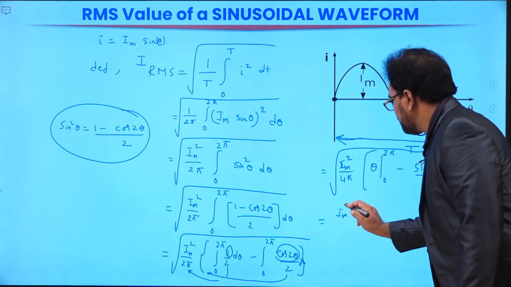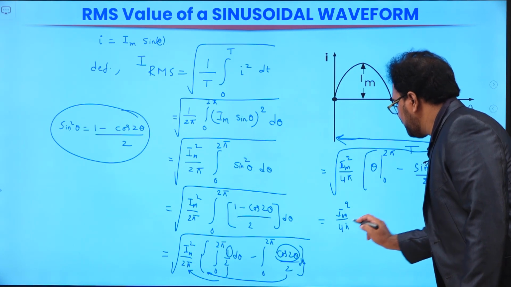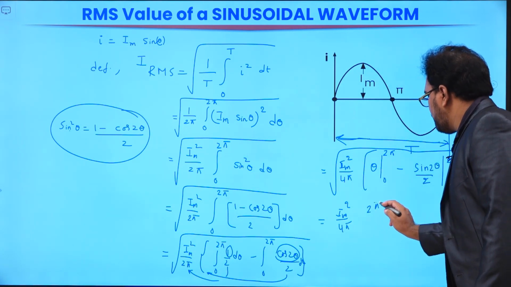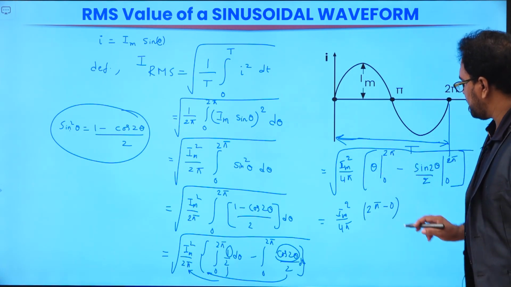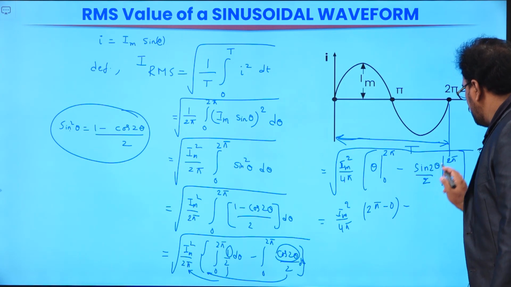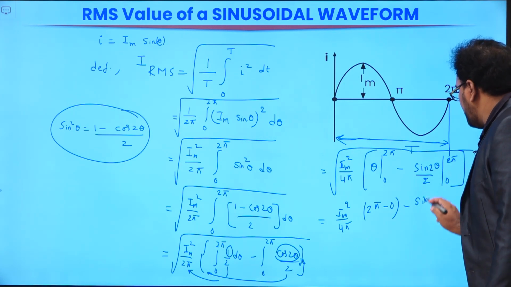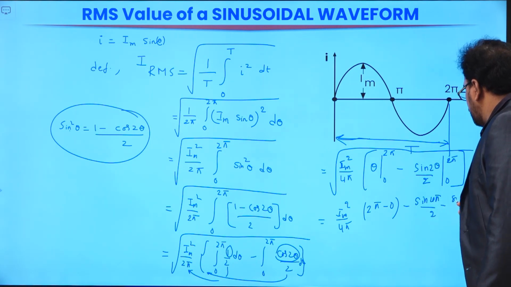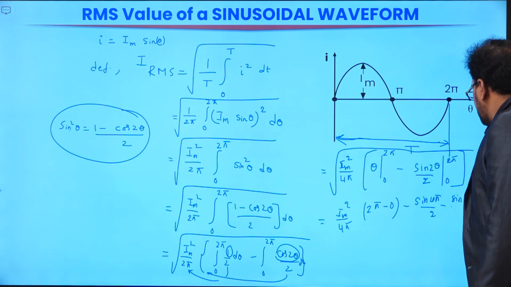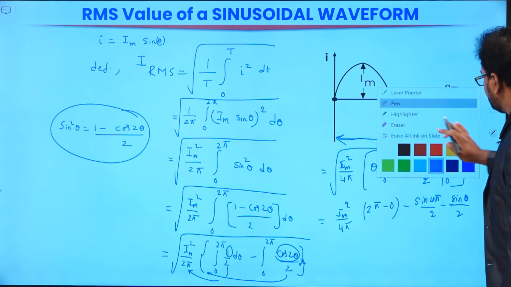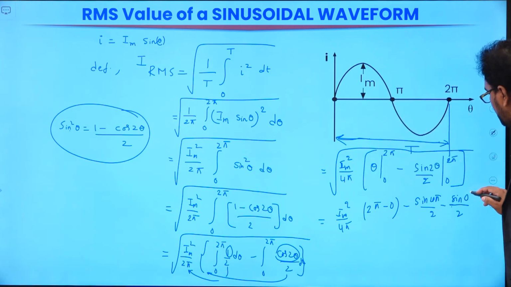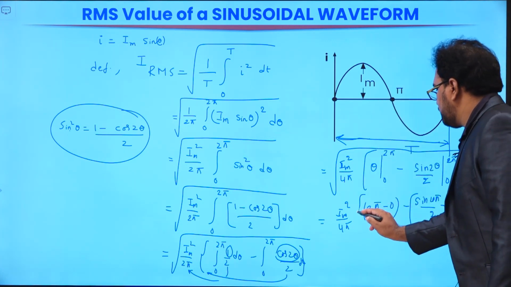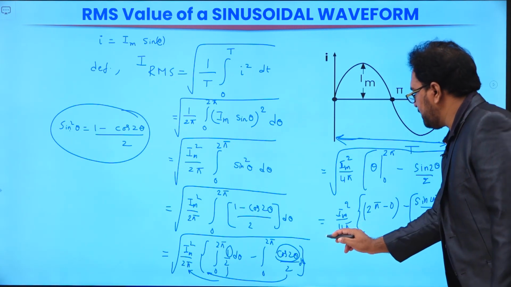Im square divided by 4 pi. If you substitute the limits here, the first limit is 2 pi, the second limit is 0. So 2 pi minus 0, minus, what is the first limit? 2 pi. 2 pi into 2 means sin 4 pi by 2, minus sin 0 by 2. So this is how you are going to apply the limits. This is all under root.